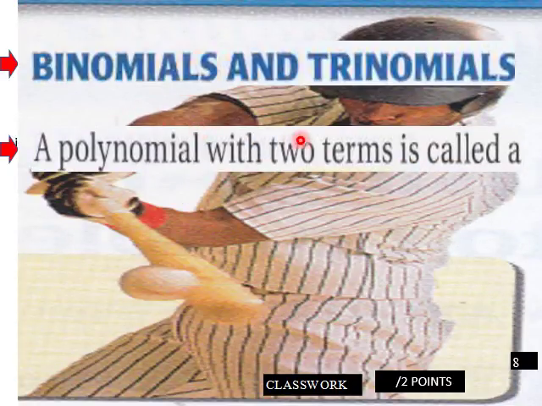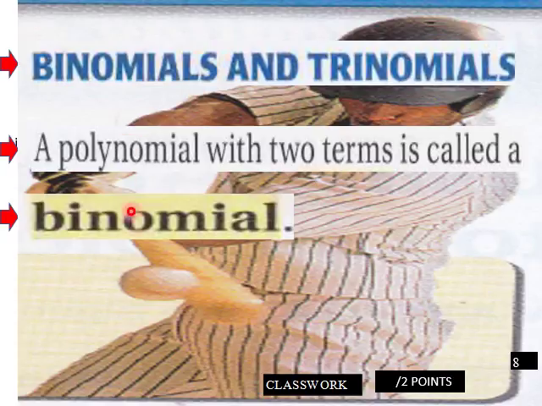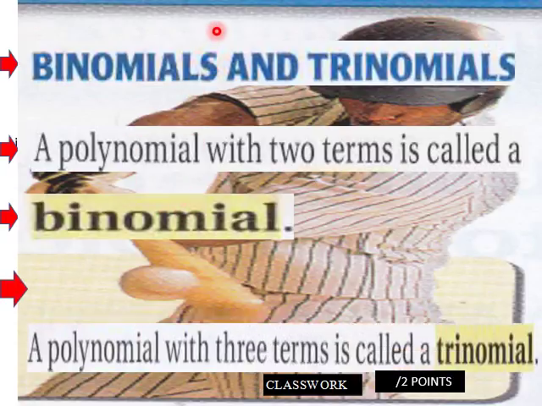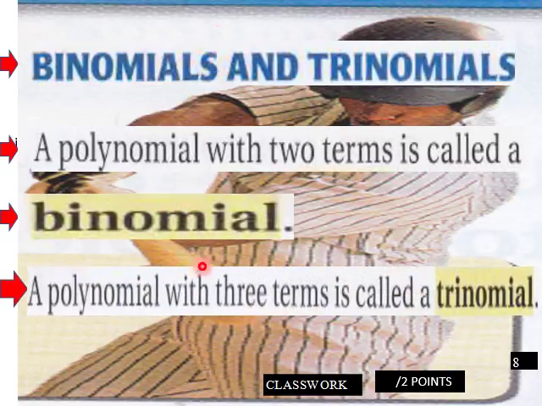Binomials and trinomials. Now we're going to get into trinomials. A polynomial with 2 terms is called a binomial. A polynomial with 3 terms is called a trinomial.